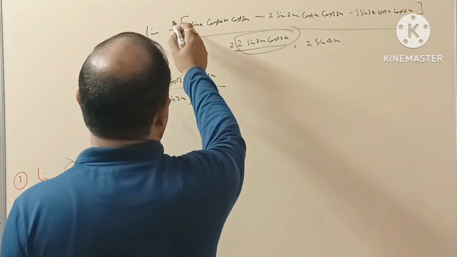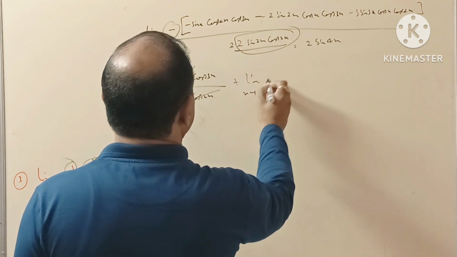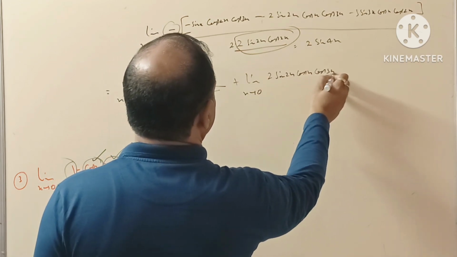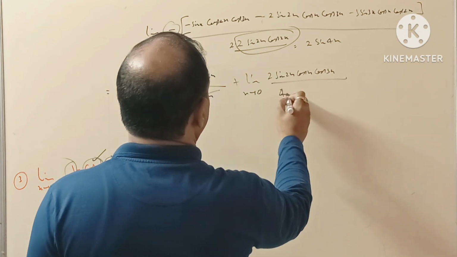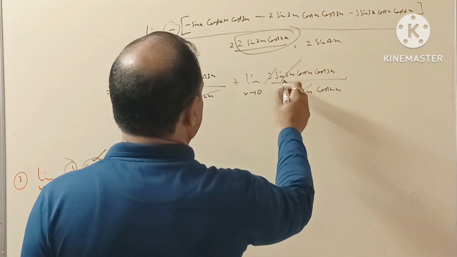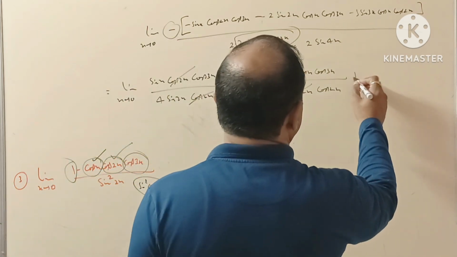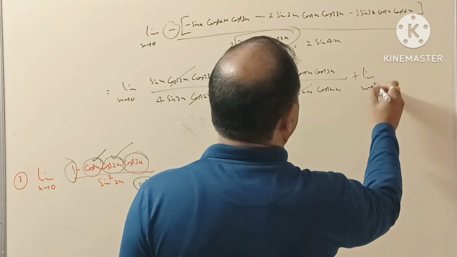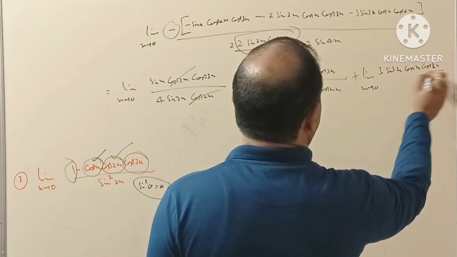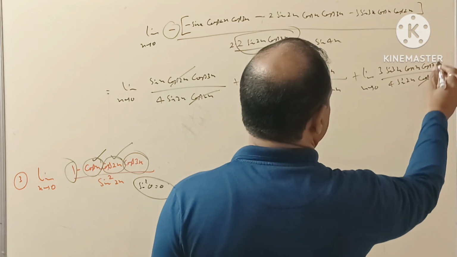Now for the second part, because of the minus sign, everything will become positive. It will give you limit x tends to 0, 2 sin 2x cos x cos 3x, and the whole over 4 sin 2x cos 2x, and here these two things will cancel out. And the last one is plus limit x tends to 0, 3 sin 3x cos x cos 2x, and in the denominator you have 4 sin 2x cos 2x. This will get cancelled.